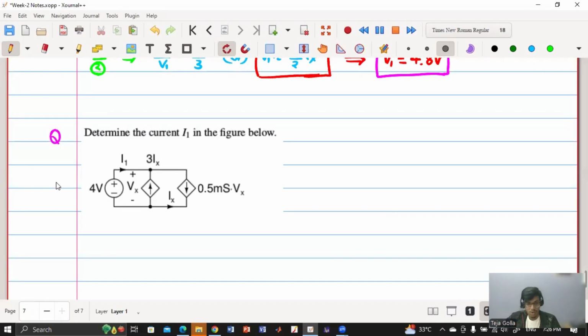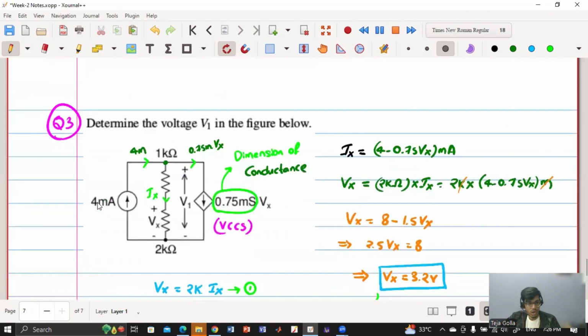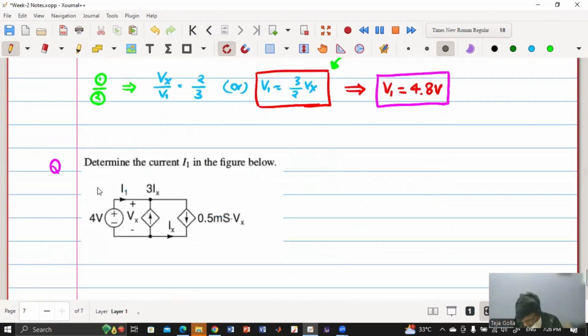Voltage control current source, sir. Voltage control current source. Others agree with him? Yes. So it is a voltage controlled current source, similar to the previous question. That's why it also has Siemens. So now they are asking what is the value of I1. First of all, can someone tell me what is the value of Vx here in this question? 4 volts, sir. So it is directly given. Vx is 4 volts.